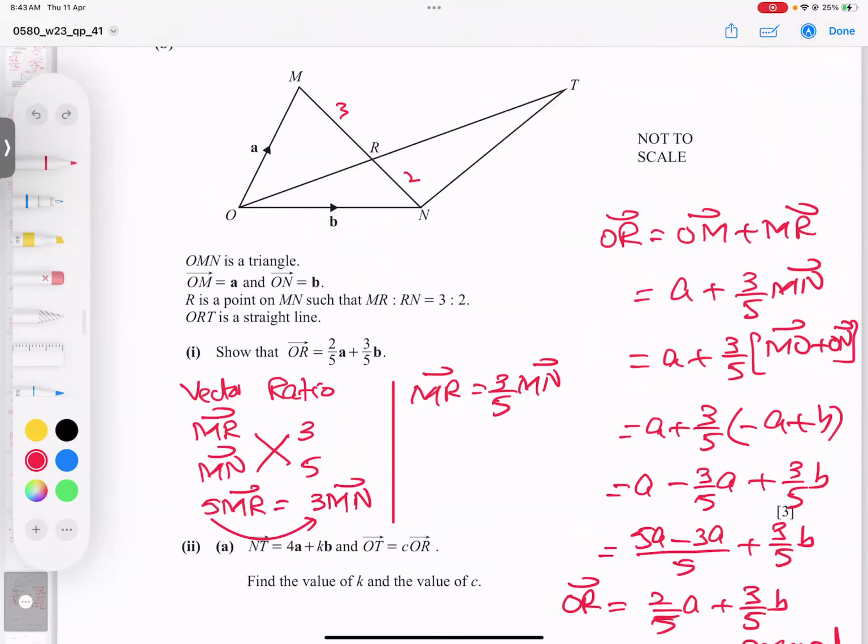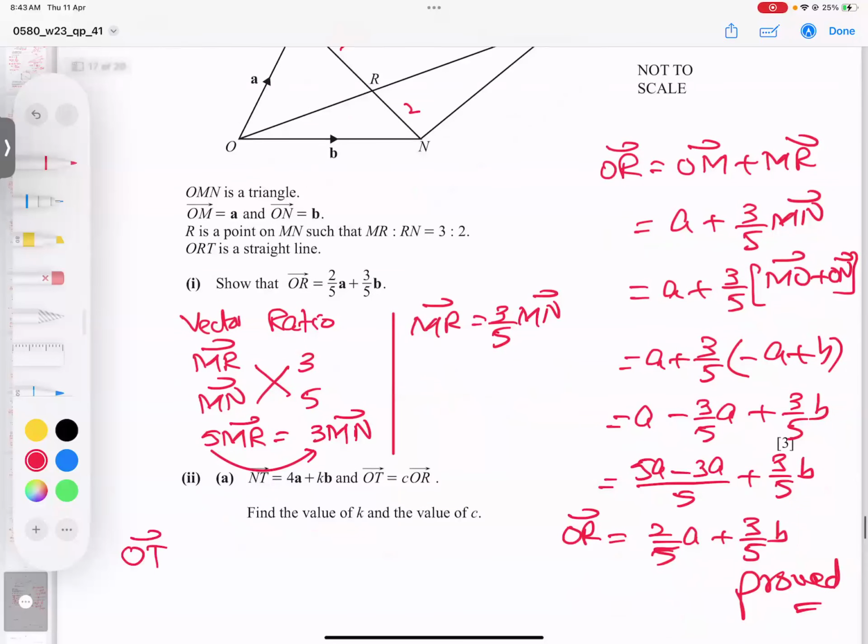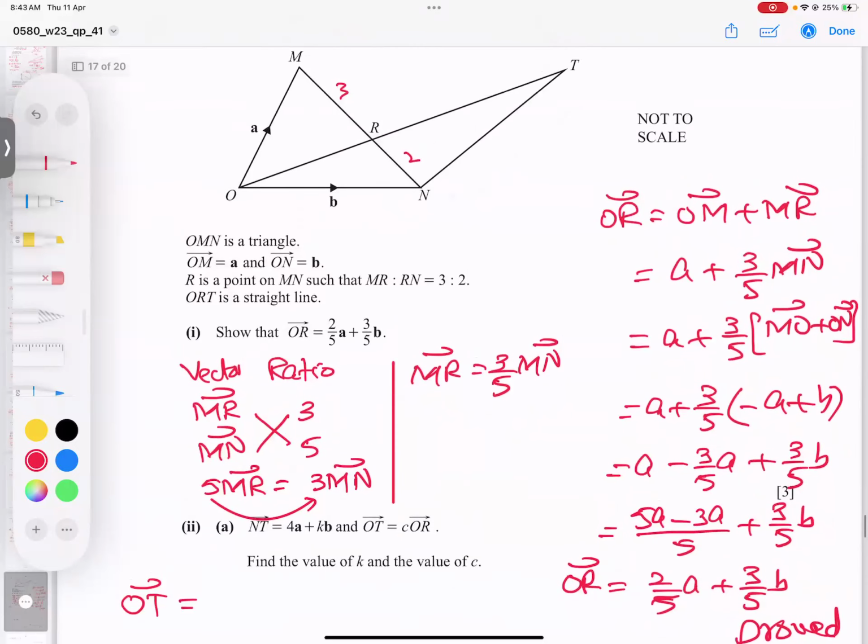So what is the plan? I can have two plannings. OT is equal to O to N, N to T. Second planning, N to T is equal to N to O, O to T. I can choose any path. Okay, I can go for the O to T path. So what is O to T, student? O to T vector is equal to O to N plus N to T. I repeat the path: this vector is equal to this plus this. So I think the plan is clear.